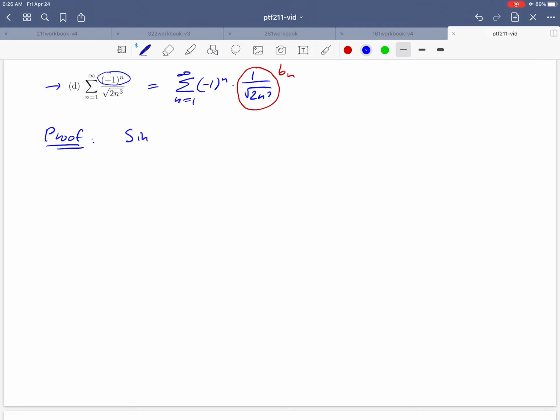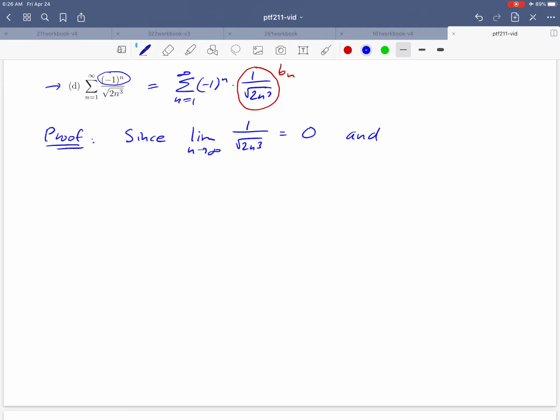The first thing we want to check is what happens if we take the limit as n goes to infinity of our b_n. Can you see what's going to happen there? We've got a 1 in the numerator, and the denominator's going off to infinity, and so that limit is 0. That's one of the two things that we need to happen when we use the alternating series test, so we're good so far.